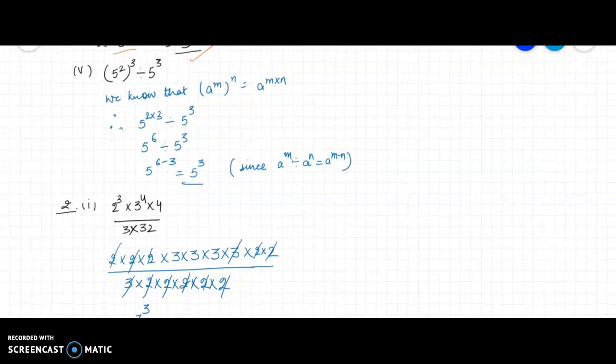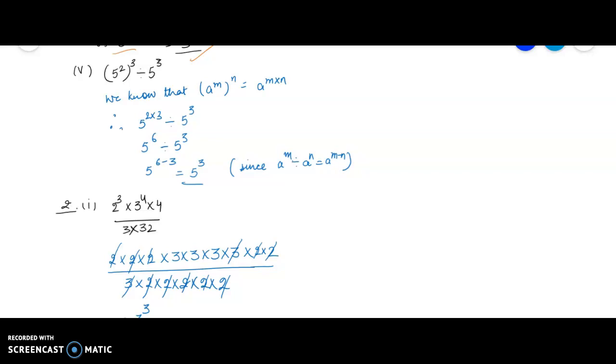Now part 5. For this question also, we know a rule that a to the power m, to the whole power n, is equal to a to the power m multiplied by n. That means I can multiply their powers when they are in this form. So here I can multiply 2 and 3. So 5 to the power 2 multiplied by 3, divided by 5 raised to the power 3. Now 2 multiplied by 3 is 6, so I am getting 5 raised to the power 6 divided by 5 raised to the power 3.